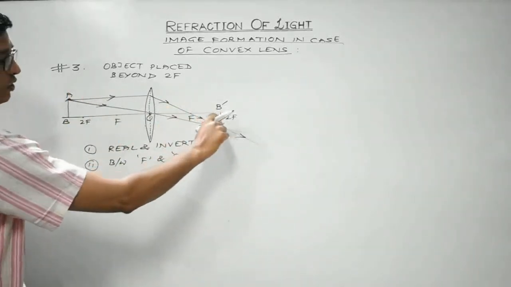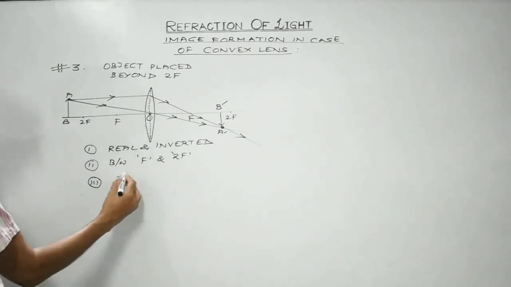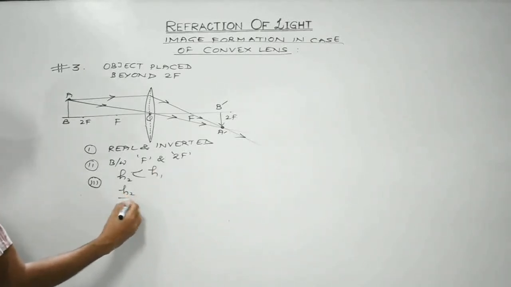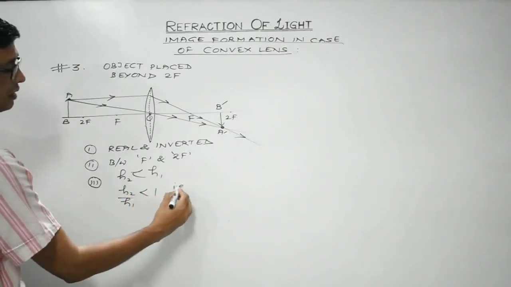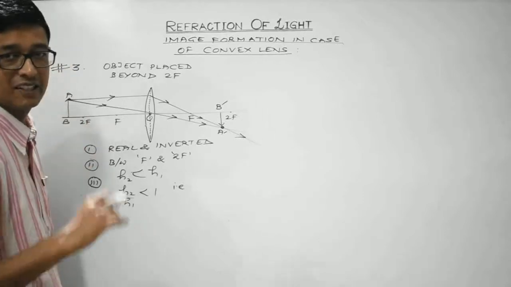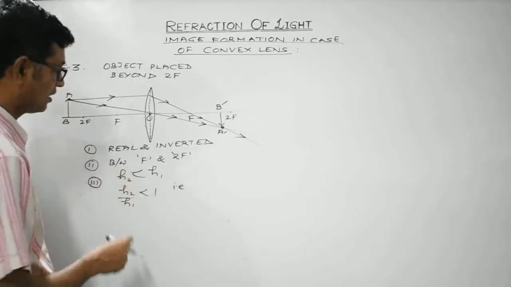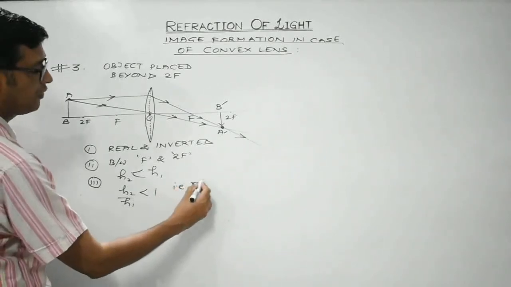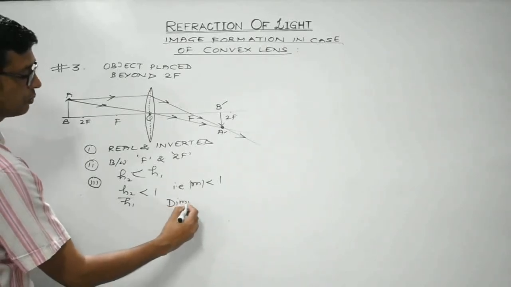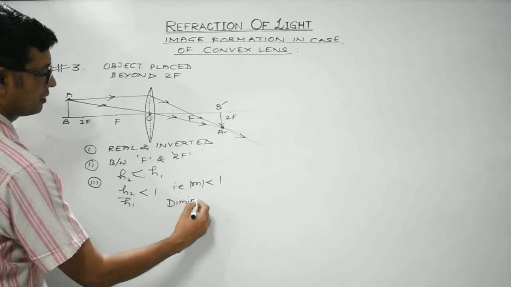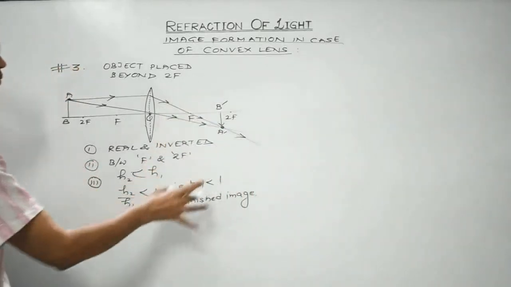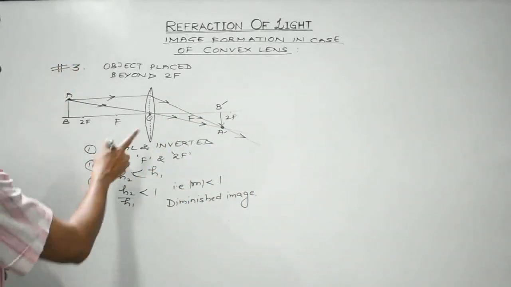Third, look, the size of the image is less than the size of the object. That is, H2 is less than H1. Or, H2 by H1 is less than 1. That is, ratio of the size of the image to the size of the object. H2, students, is considered to be the size of the image. H1 is considered to be the size of the object. So, ratio of these 2 is less than 1. That is, linear magnification is less than 1. That is, the image of the size is small or diminished image is obtained. So these are the properties associated with the image in this particular case.